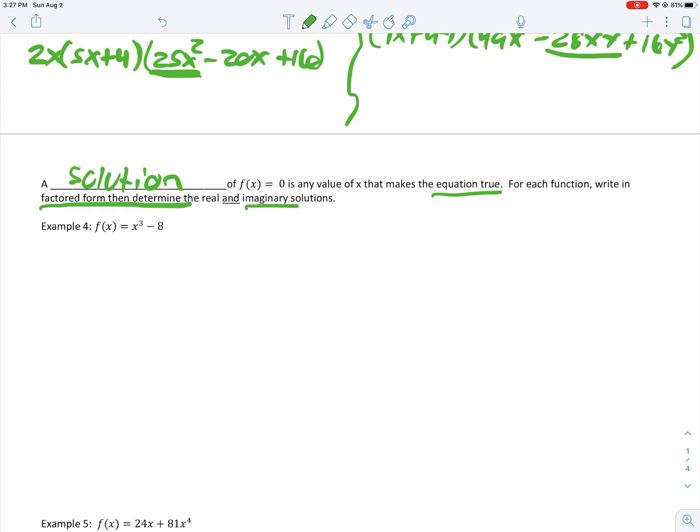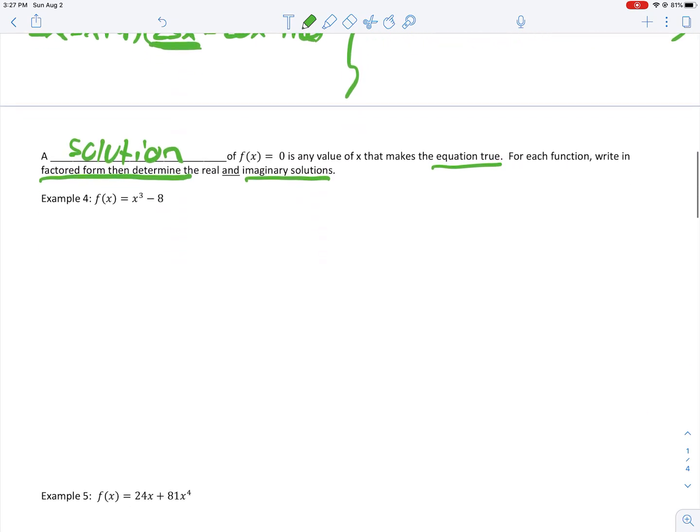So we're going to write our equation in factored form to determine the real and imaginary solutions. So when you set your function equal to 0, you're finding what we call solutions. Those are the values that make that equation true. Okay, so f of x equals x cubed minus 8. What we're going to do, we're going to set that equal to 0, and we're going to find the solutions. What values, real or imaginary, make this equation true?